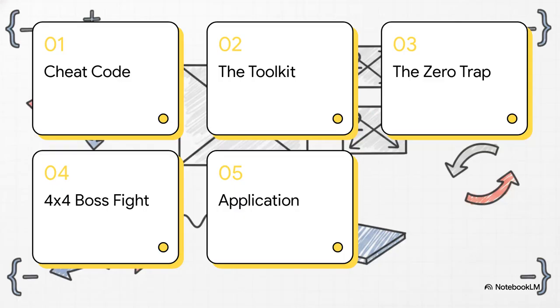Here's our game plan for today. First, the ultimate matrix cheat code. Then, our toolkit, Sarrus and Laplace. Third, we'll look at the zero determinant trap. Fourth, the boss fight, the 4x4 matrix. And finally, a quick recap and how this actually applies to engineering.